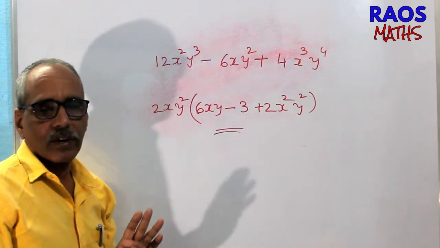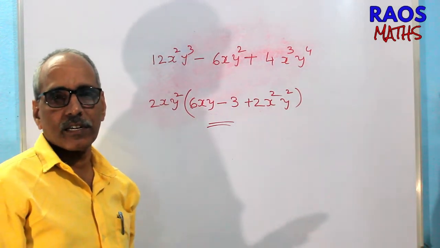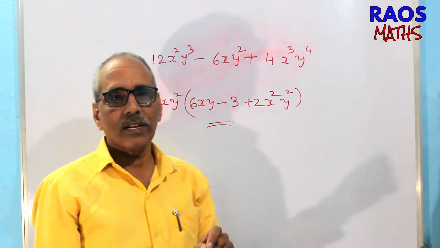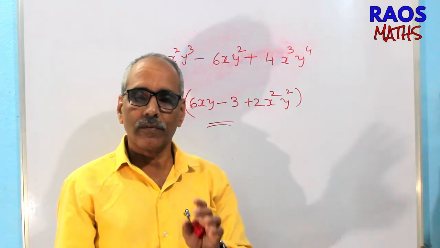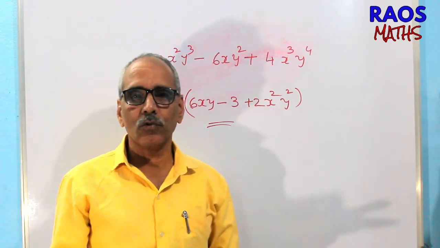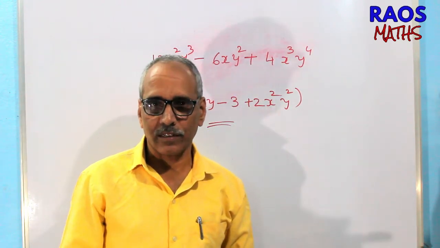Very simple to write the factors of any expression if you know this logic. So the least power of the variable is the HCF of the variable, and for numbers we already have experience in 4th and 5th class of how to write the factors.